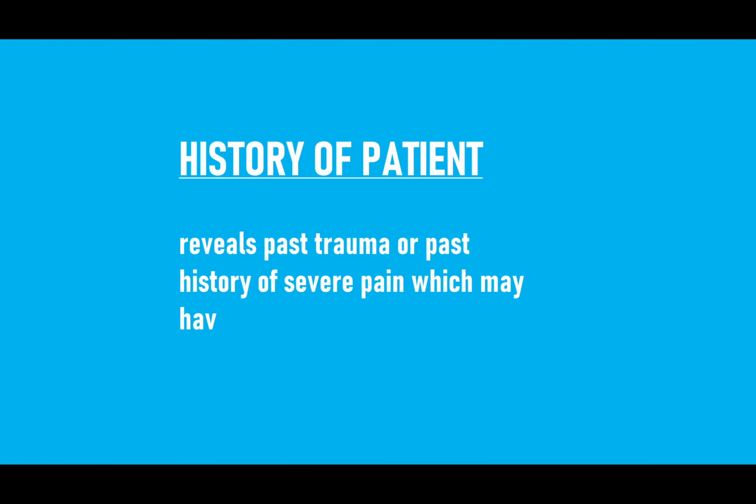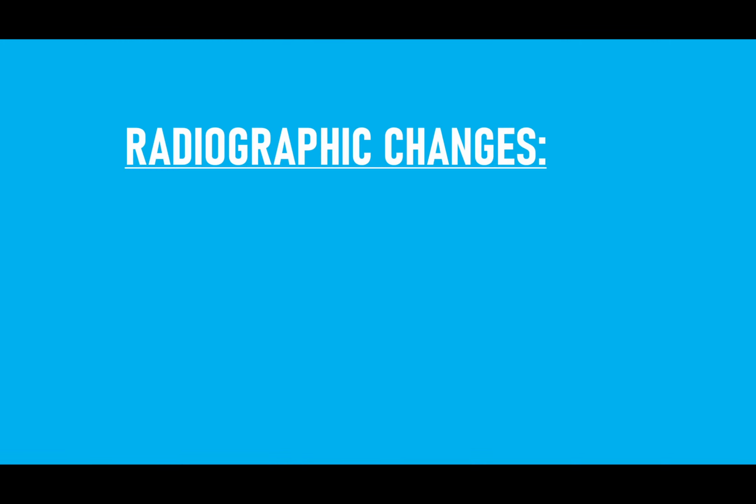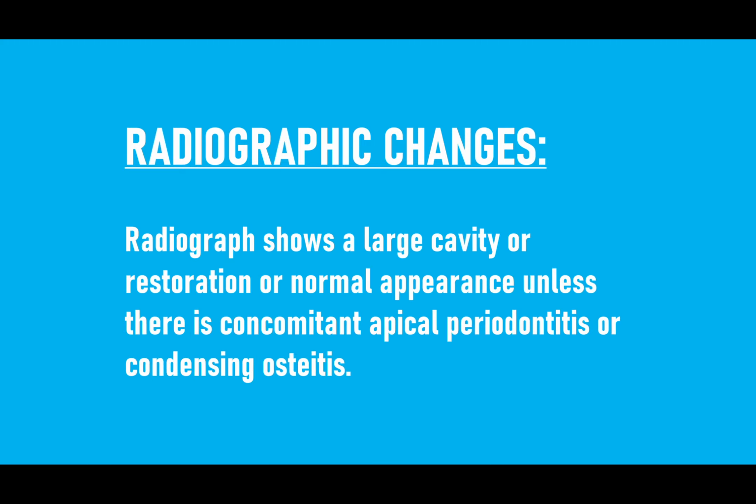History of the patient reveals past trauma or past history of severe pain, which may have lasted for some time, followed by complete and sudden cessation of pain. Radiographic changes can be appreciated in case of pulp necrosis. Radiographs show a large cavity or restoration or normal appearance, unless there is concomitant apical periodontitis or condensing osteitis.